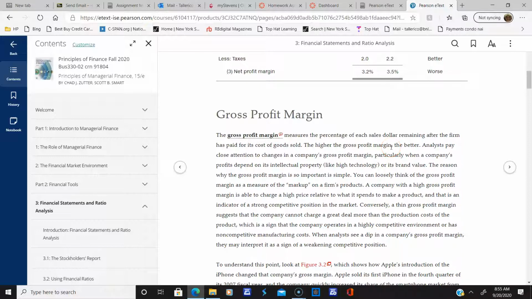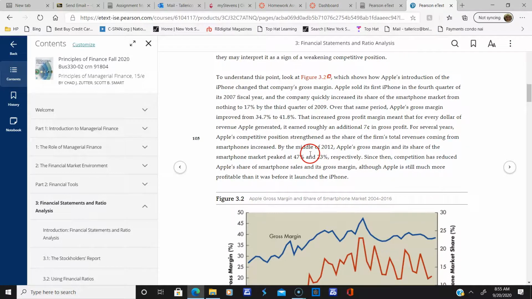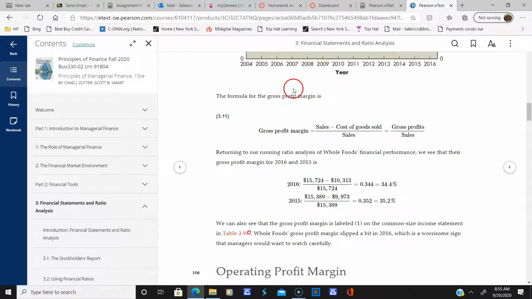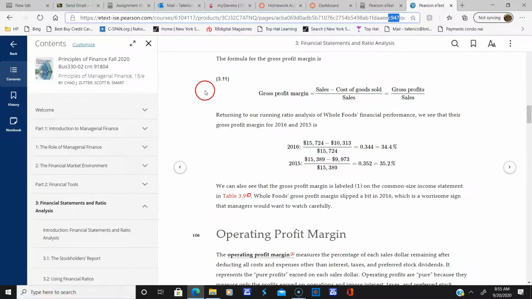All right. So the next ratio is the gross profit margin. The gross profit margin measures the percentage of each sales dollar remaining after the firm has paid for its cost of goods sold. All right, so you can read this, and let's jump right to the ratio. The gross profit margin is simple, right? Sales minus cost of goods sold over sales, and that's all from the income statement, right?